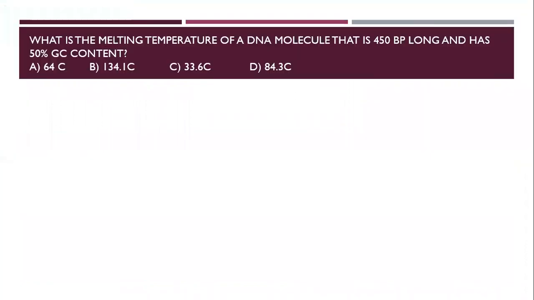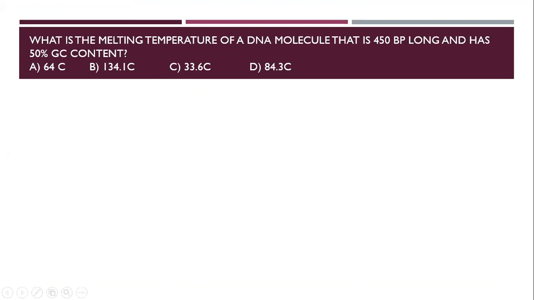So our first question is, what is the melting temperature of a DNA molecule that is 450 base pair long and has 50% GC content? Any idea how we should proceed for this? In order to do such questions, you need to remember one formula of the melting temperature.